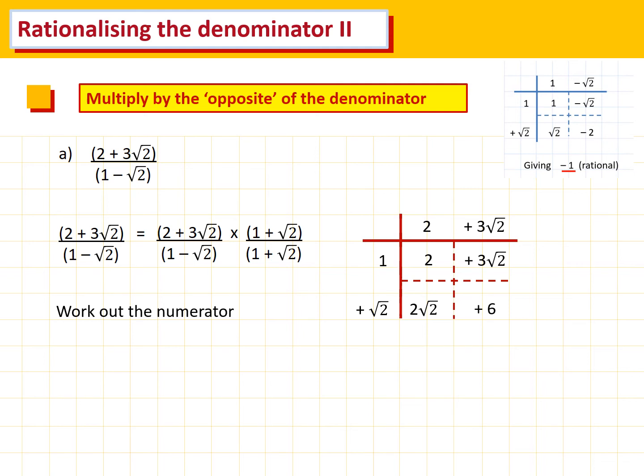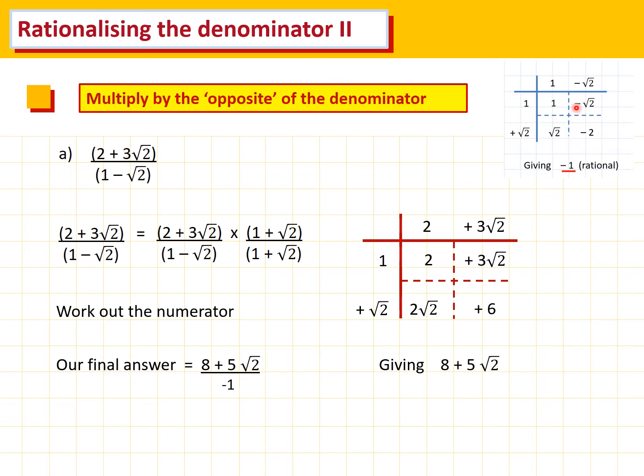When we put our answers together, we end up with 8 plus 5 root 2. 2 plus 6 gives us 8. And we have 3 root 2 and 2 root 2, which together make 5 root 2. Now, our final answer is 8 plus 5 root 2. That is the numerator, but remember the denominator is negative 1.